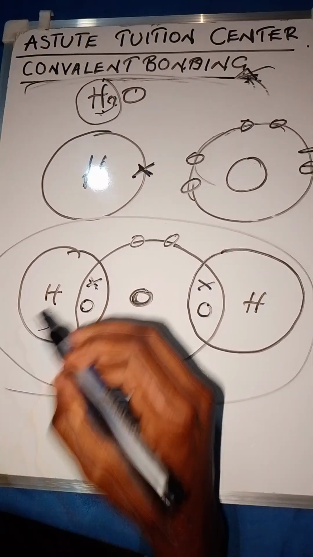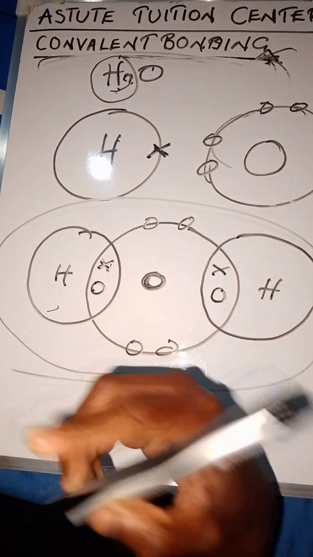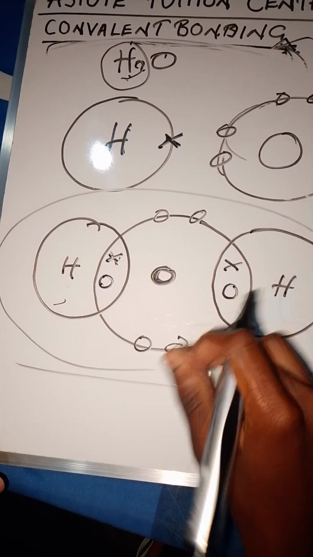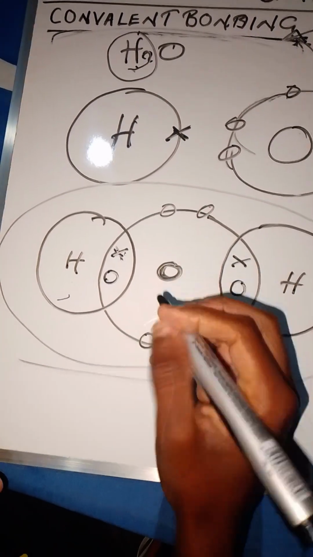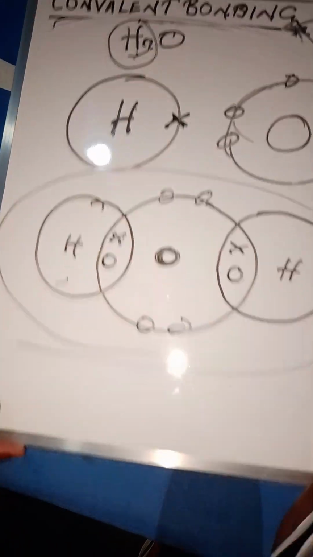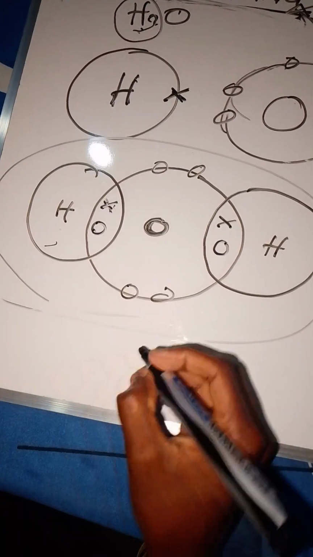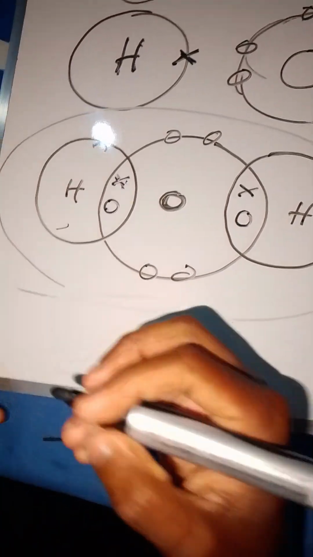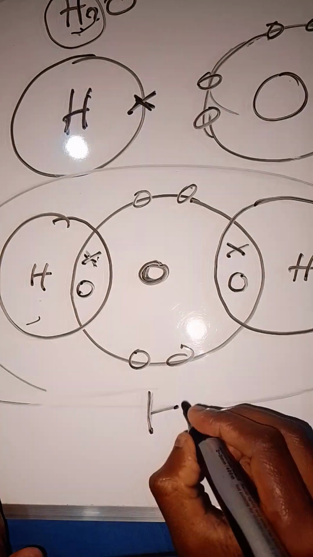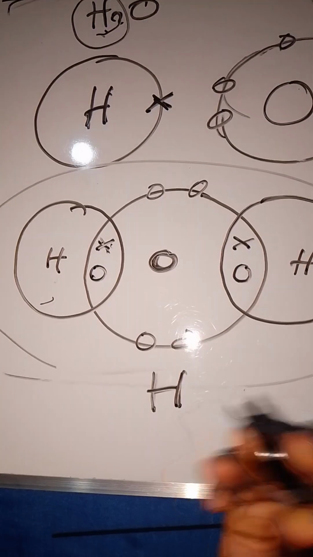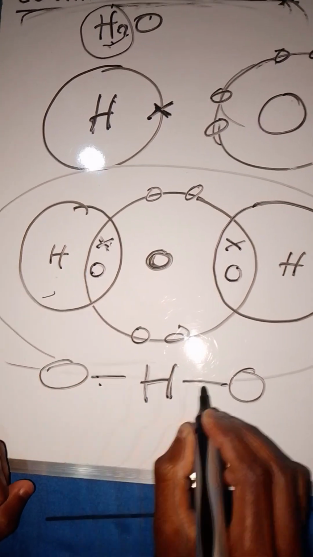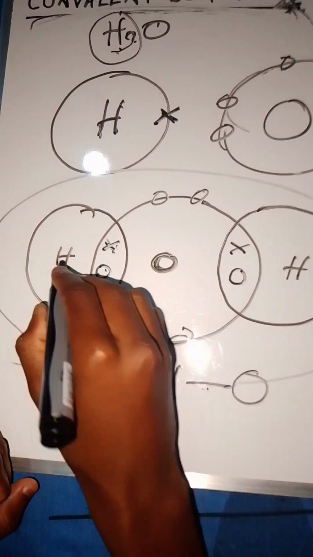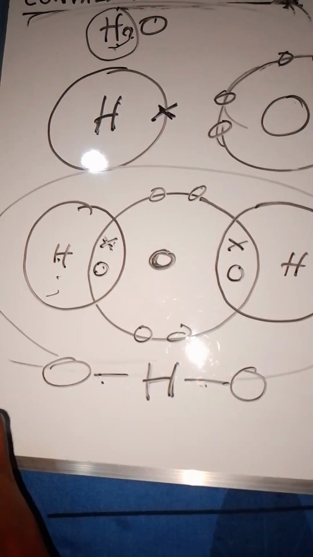So when you look at here, since hydrogen gave one electron and oxygen gave one electron, these are sharing a single bond. So when you are told to show it using single bonds like that, these are bonding like that. So this is representing a single bond because this one gave one electron and the other one gave one electron.